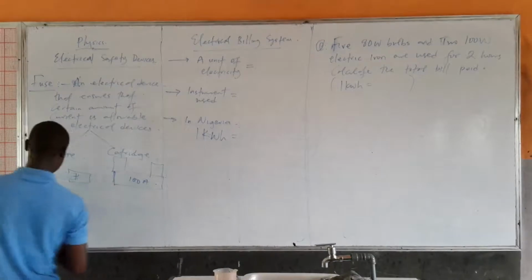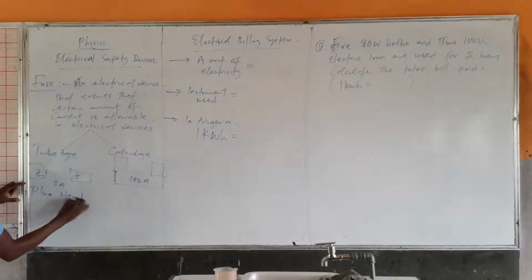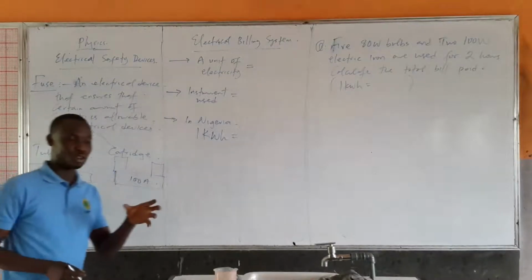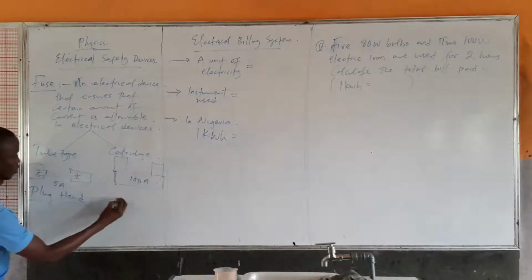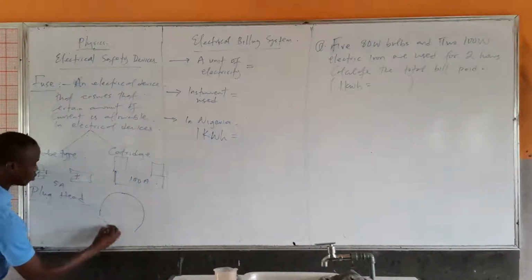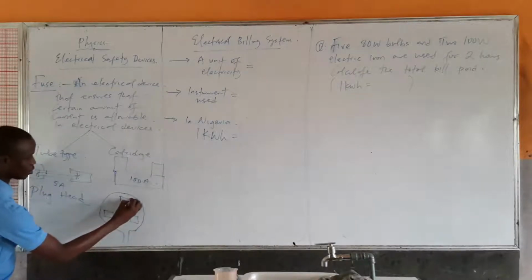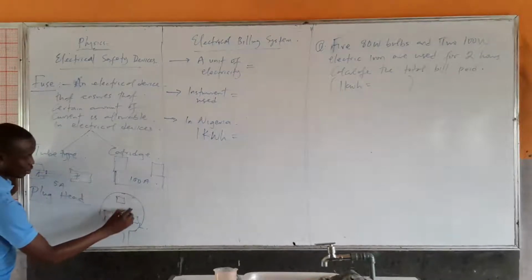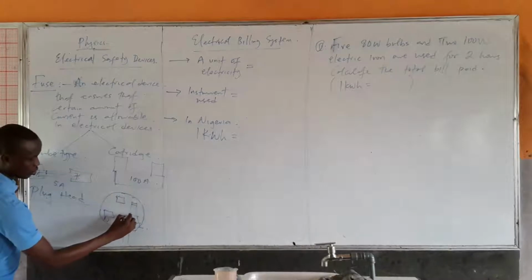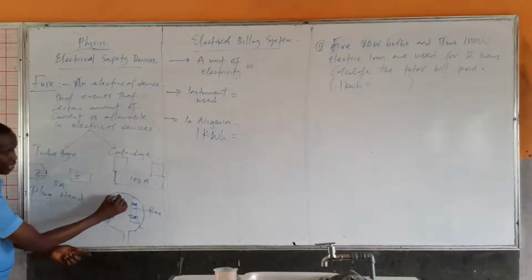Now the fuse is also seen in your plug head. The plug head is the necessary port that most of the devices are used to connect to electricity. Don't mind my diagram. This is the earth, this is the live, and this is the neutral. The fuse is usually connected to the live. This is the fuse. The fuse is always connected to the live. This is the neutral, while this is the earth.